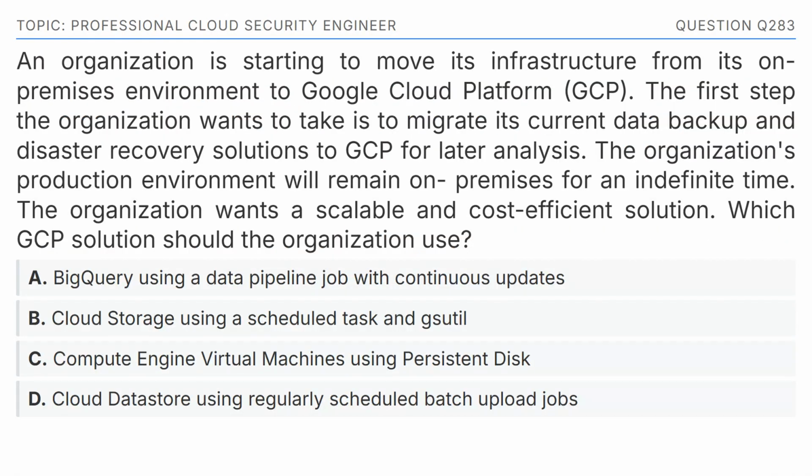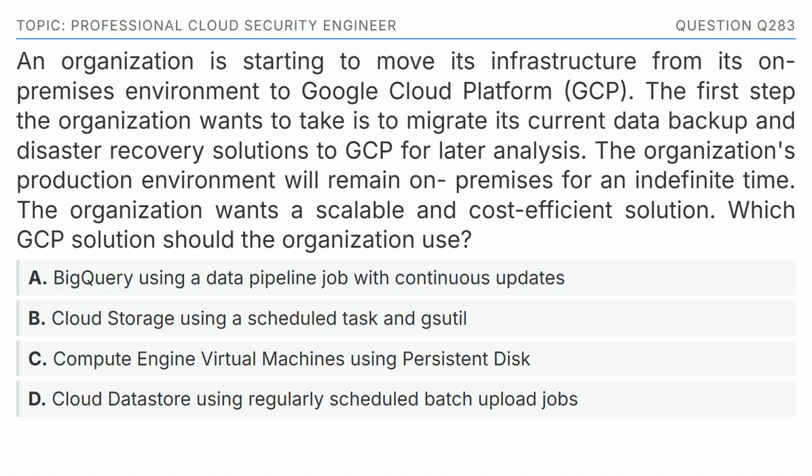An organization is starting to move its infrastructure from its on-premises environment to Google Cloud Platform, GCP. The first step the organization wants to take is to migrate its current data backup and disaster recovery solutions to GCP for later analysis. The organization's production environment will remain on premises for an indefinite time. The organization wants a scalable and cost-efficient solution. Which GCP solution should the organization use?